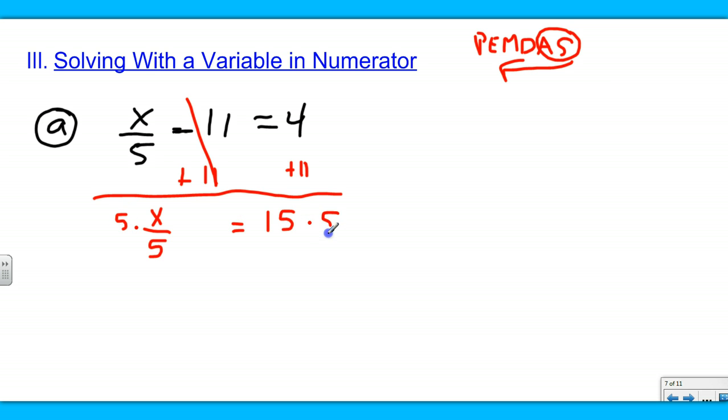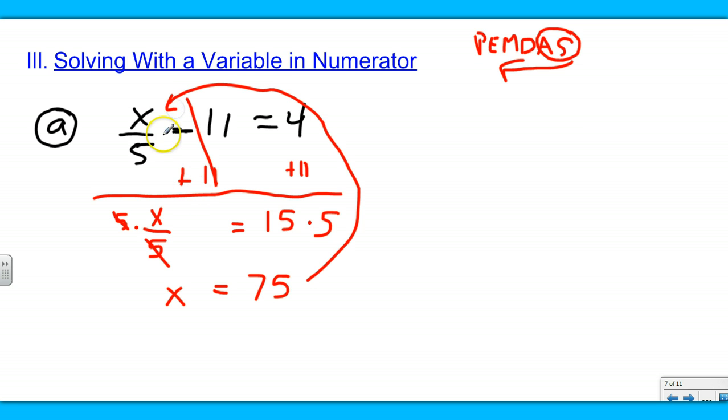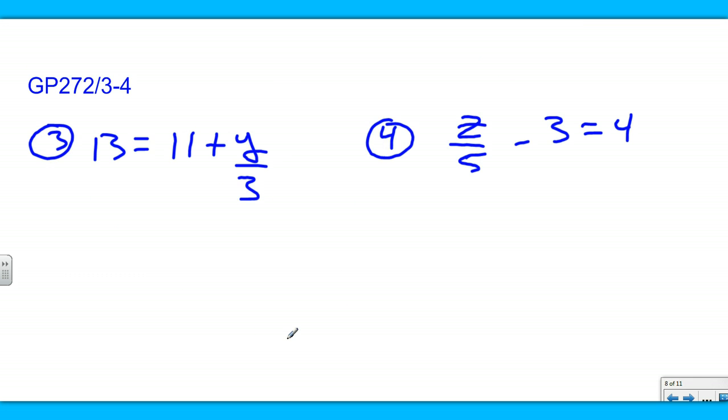The inverse of dividing is multiplying, so we will multiply by 5. Multiply both sides by 5, and 5 over 5 is 1, right? So 1x is the same as x. X equals 50 plus 25, or 75. Very good. Don't forget, we could take this value and plug it in right here. 75 divided by 5 would give you 15, minus 11 is 4. Yay, we know we have it. Good job. Okay, let's try a couple more and come back and check your work.